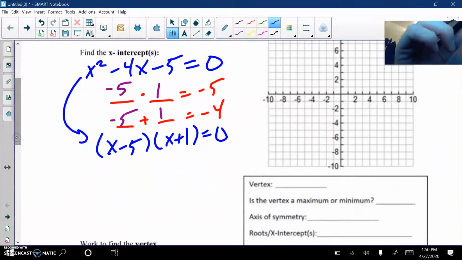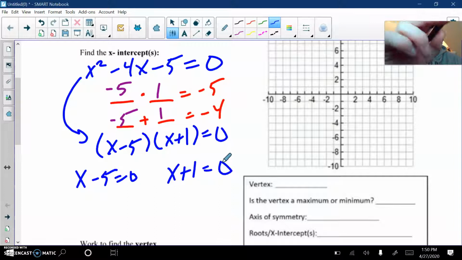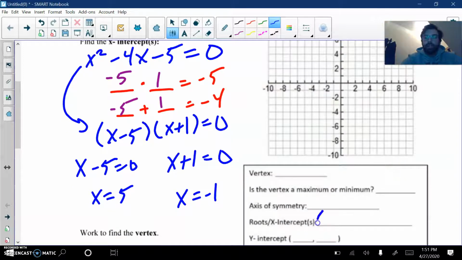From here to solve, I'm going to set each factor equal to 0: x minus 5 equals 0, and x plus 1 equals 0. Solve the first one by adding 5 to both sides to get x equals 5. Subtract 1 to get x equals negative 1. So right away I can tell you that my x-intercepts are (5, 0) and (negative 1, 0). So I can plot those right away. Boom.